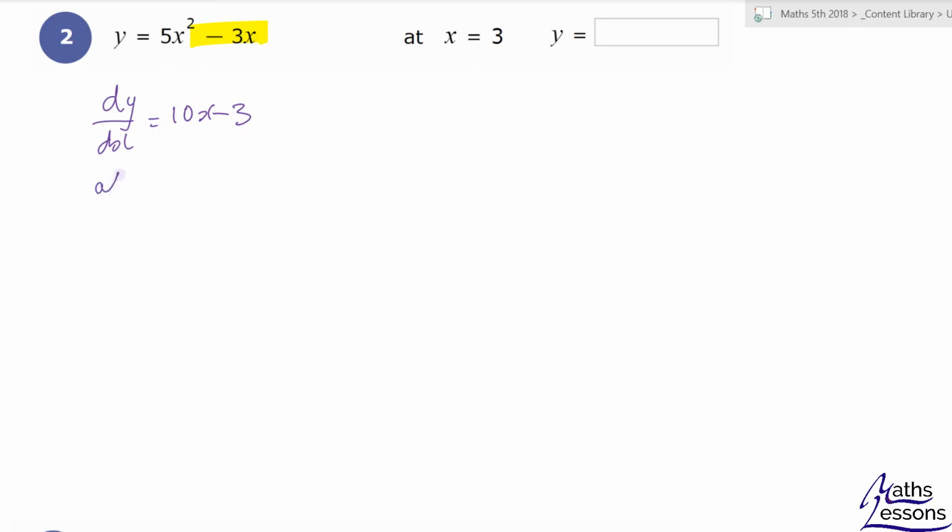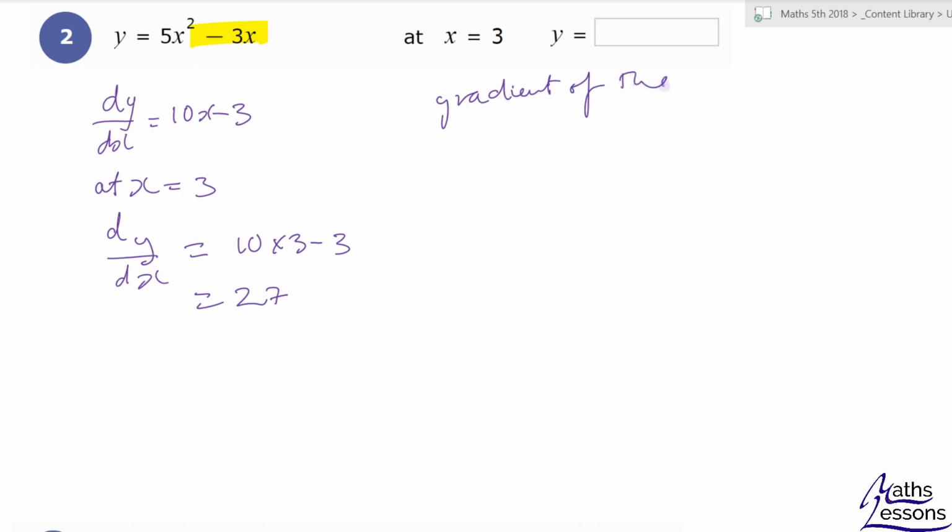So at x equals 3, we get dy by dx is equal to 10 times 3 minus 3. So that gives me 30 minus 3, which is 27. So the gradient of the tangent is equal to 27. Quite a big gradient, very steep graph at that point.